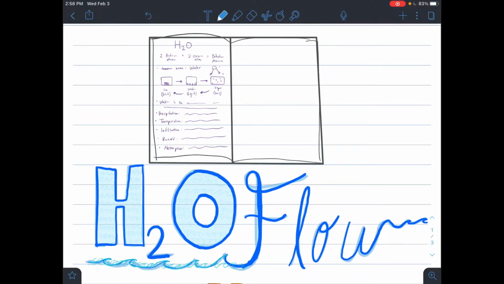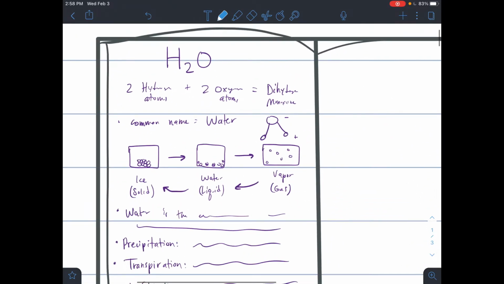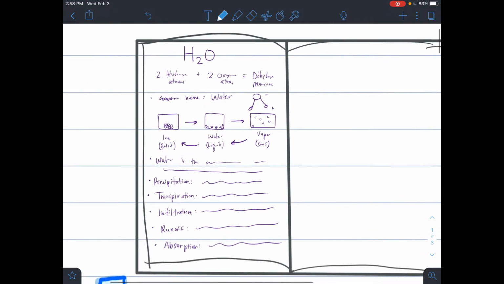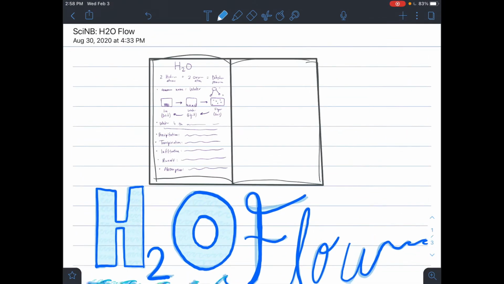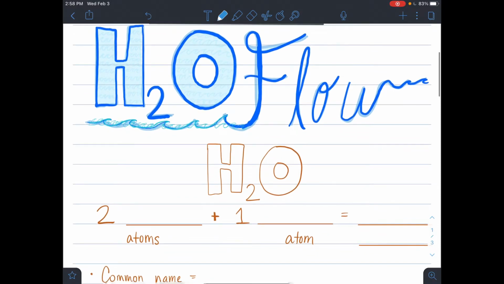Today we're going to learn about H2O, the molecule. So our page is going to be chock full of information related to the molecule known as water. We'll go through several different vocabulary terms, and we'll talk about how water flows through the water cycle in different ways, and also some of the properties of the water molecule. So let's start by looking at water as a chemical, as a molecule.